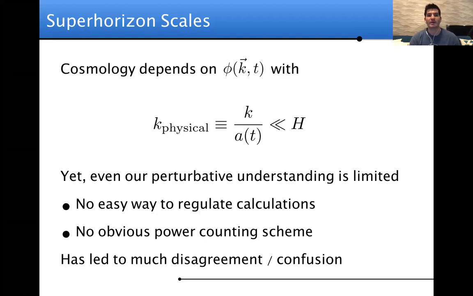So loop calculations are notoriously difficult to regulate. They also don't have any obvious power counting scheme, so it's not obvious before one tries to do a calculation what the size of the contribution is expected to be. And these two problems are ultimately the source of a lot of confusion and disagreement in the literature about what loop corrections can and can't do in de Sitter space.